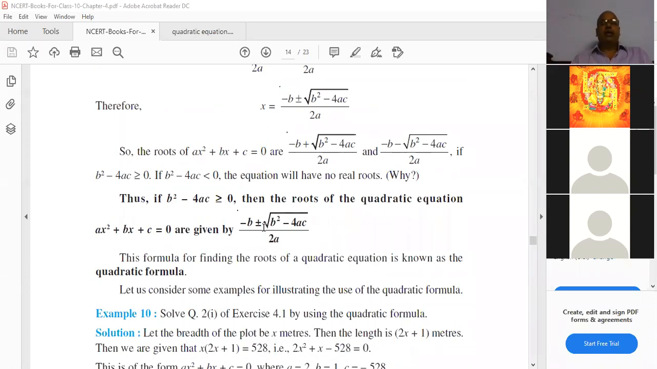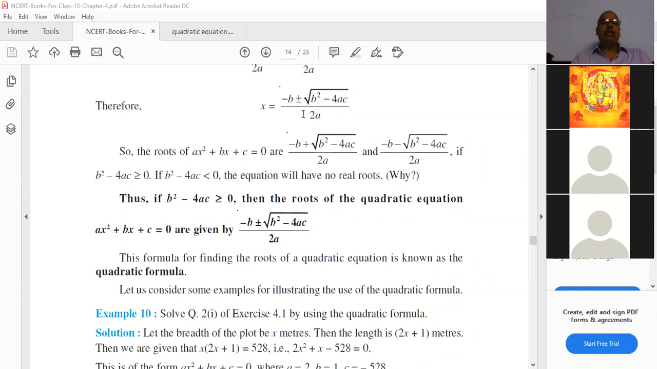Already I told you b square minus 4ac is called the discriminant of the quadratic equation. Capital D equal to b square minus 4ac. For the nature of roots, you need not solve the equation. You have to tell the nature of the roots, whether they are equal or not, whether they are distinct or not, whether real roots exist or not. That depends upon b square minus 4ac.